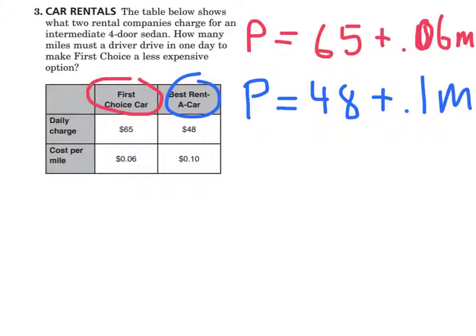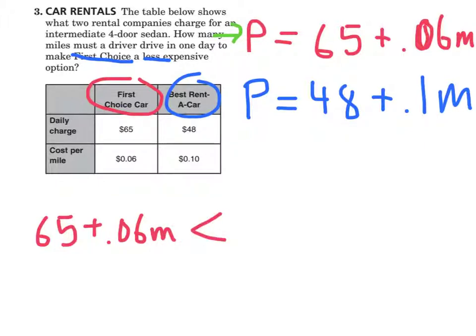Alright, so the question says, how many miles must a driver drive in one day to make first choice less expensive? So first choice is this one right here. So the question is, when is 65 plus 0.06 m less than 48 plus 0.1 m? Alright, so now we need to solve the equation.